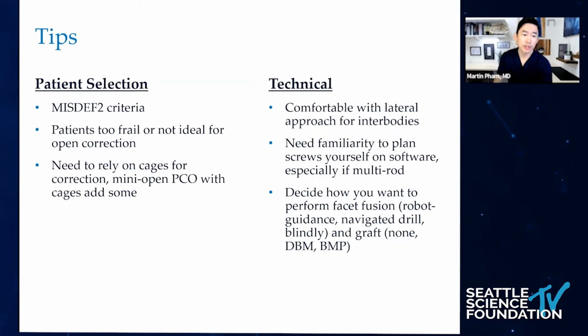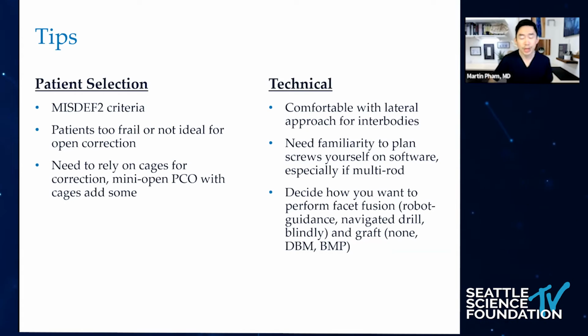So in terms of patient selection, I would certainly defer to the MIS DEF2 criteria that Praveen released, especially if you're starting to do this. It's a great way to categorize some of these deformity patients. There will be some who are just not good for MIS. Your MIS surgery is never going to be as good as open, but for patients who are too frail or just not ideal for open correction, this is still an option for them. And in terms of that correction, you just have to rely on cages or a mini open posterior column osteotomy with those cages to add some more to make sure you still hit your surgical goals and your parameters.